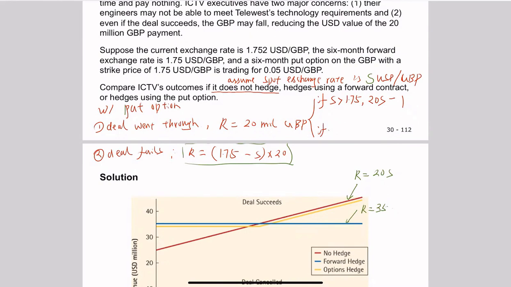Now, let's assume the spot price is lower compared with the strike price. Well, in this case, the firm will choose to exercise its put option. So the firm will exchange GBP for USD at a rate of 1.75. So the firm will get $35 million. Again, we have to deduct the cost of put options, $1 million, right? So it's 35 minus 1 equals 34.